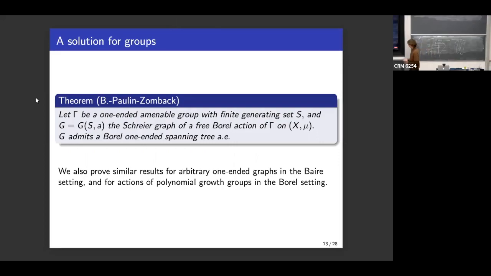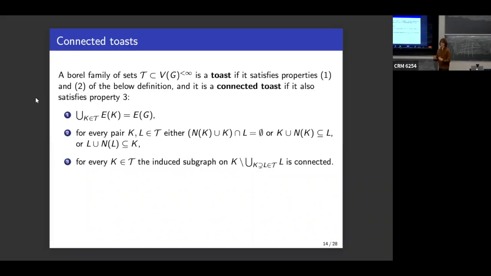Anyway, I'll keep doing this case. I don't know of any direct way of using the fact that we already know how to find spanning trees to build the one-ended spanning trees for these group actions. So instead of directly trying to go from a spanning tree to a one-ended spanning tree, we'll build these things called connected toasts, which are famously well-named objects that no one disagrees with.